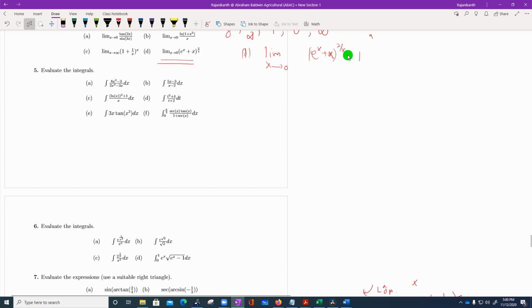2 over 0 is infinity. So you will get the 1 to the power infinity form. That means you have to use the L'Hopital rule. So this you could think of as the f function, and this is our g function. So you always have to consider L equals the limit as x goes to 0 of ln of the given problem.